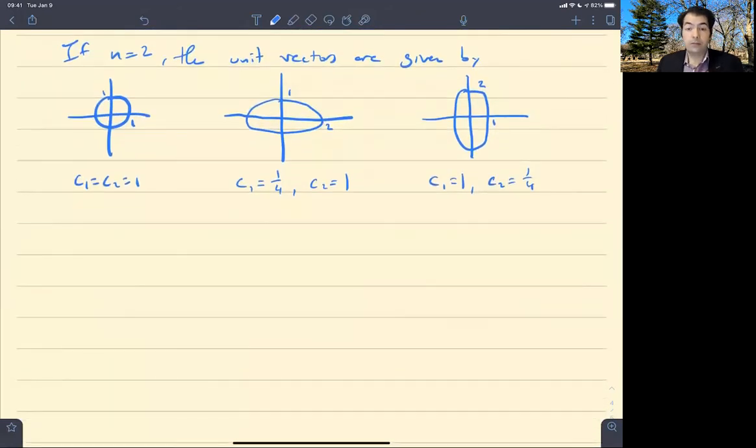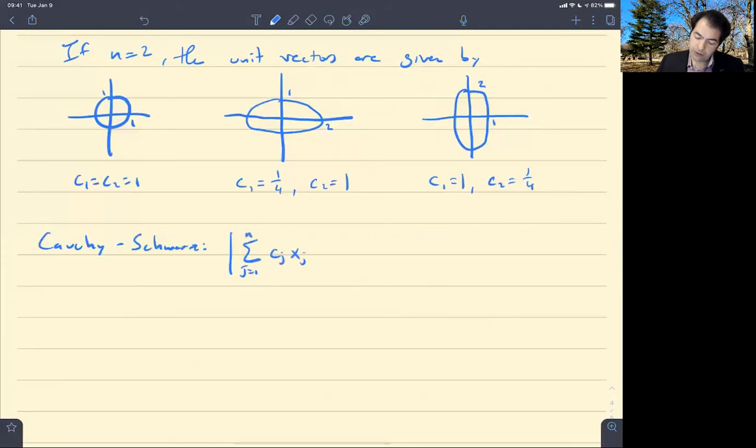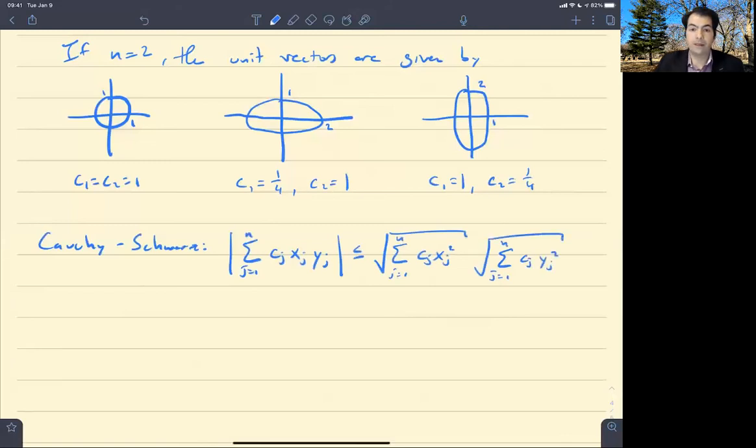But no matter what cj's you pick, as long as they're all positive, you get an inner product. And since we've proven Cauchy-Schwarz and triangle inequality for every inner product, those are true. So for example, the Cauchy-Schwarz inequality here takes this form. It says that for any positive numbers cj, and arbitrary numbers xj, yj, the absolute value of this sum is bounded above by the sum j goes from 1 to n of cj xj squared, times the sum j goes from 1 to n of cj yj squared. Okay?